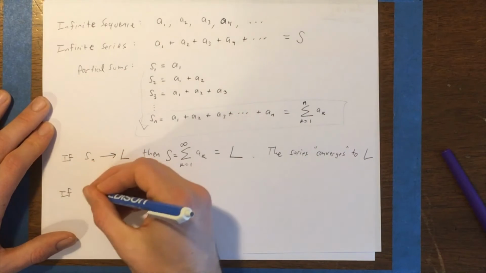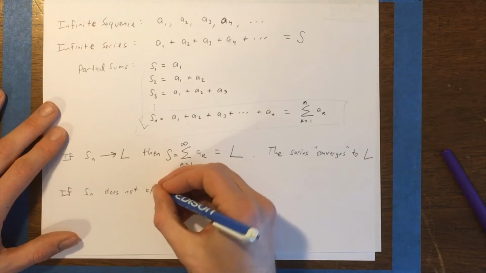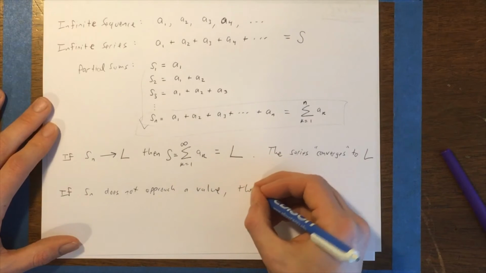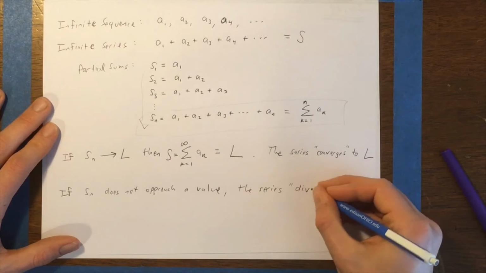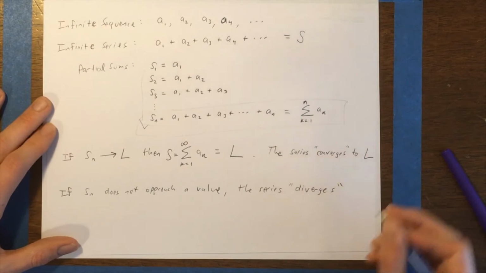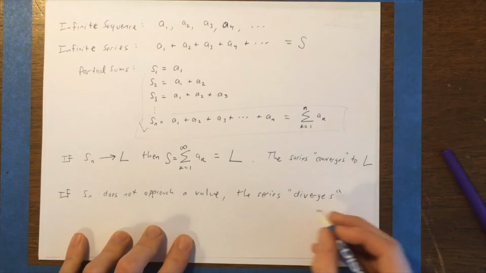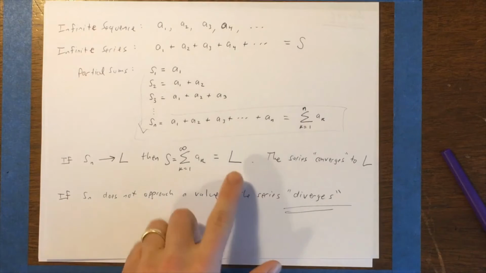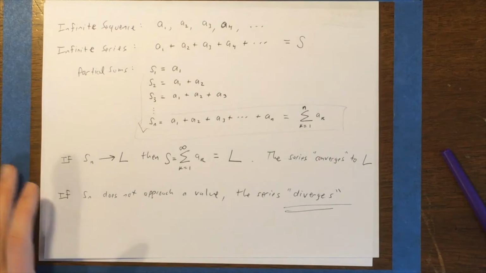If, on the other hand, Sn does not approach a value, then the series diverges, and S doesn't equal anything because it doesn't have a sum. It could be that it's approaching an infinite sum, or it could be, like I said earlier, that the sum is oscillating back and forth and never really settling on anything. Either way, we say it diverges. So if it diverges, there is no capital S value. There is no L value. That doesn't exist because it's not settling. It's not approaching any particular number.